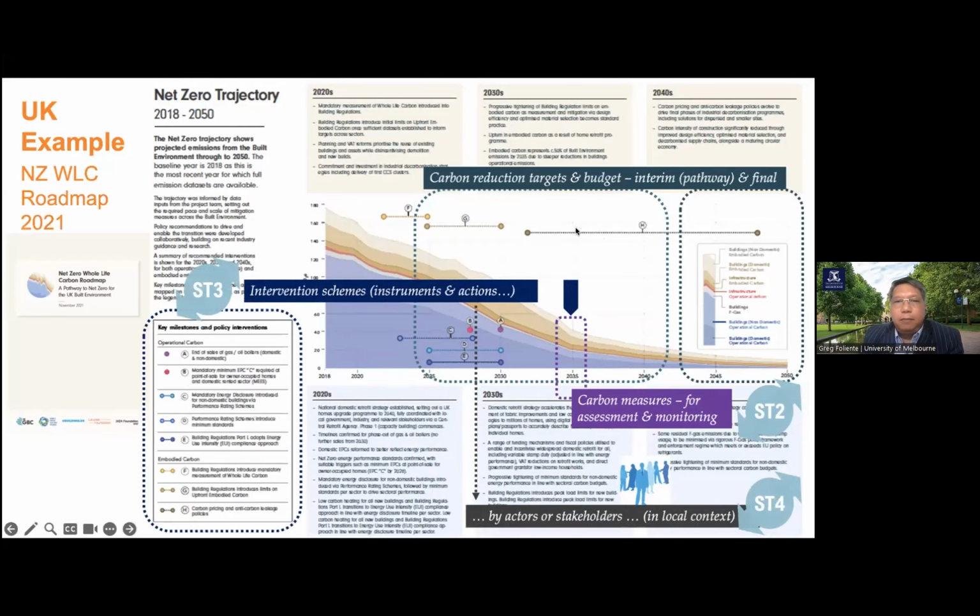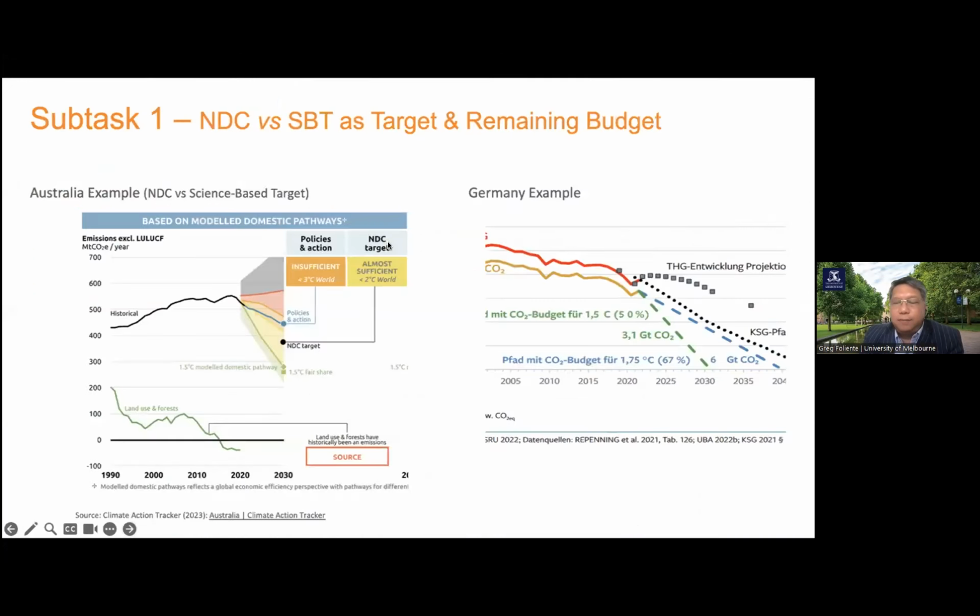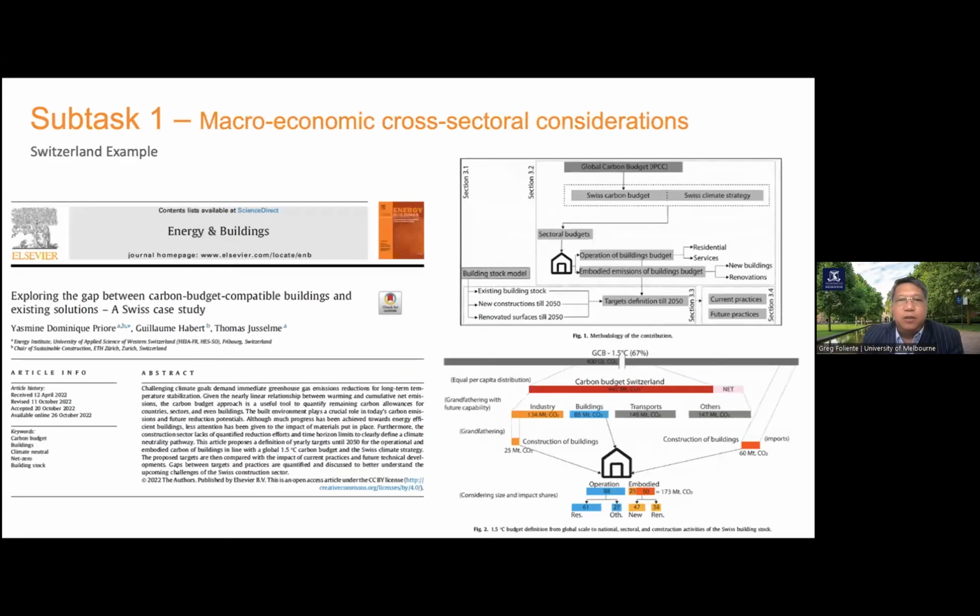And the scope also of Annex 89. And so we are pushing for science-based targets. So the Australian example, for example, you can compare the nationally determined contribution from a fair share to a science-based target and find out the gap and what you need to do. Germany has a similar one on the right on tracking how much we need to be doing.